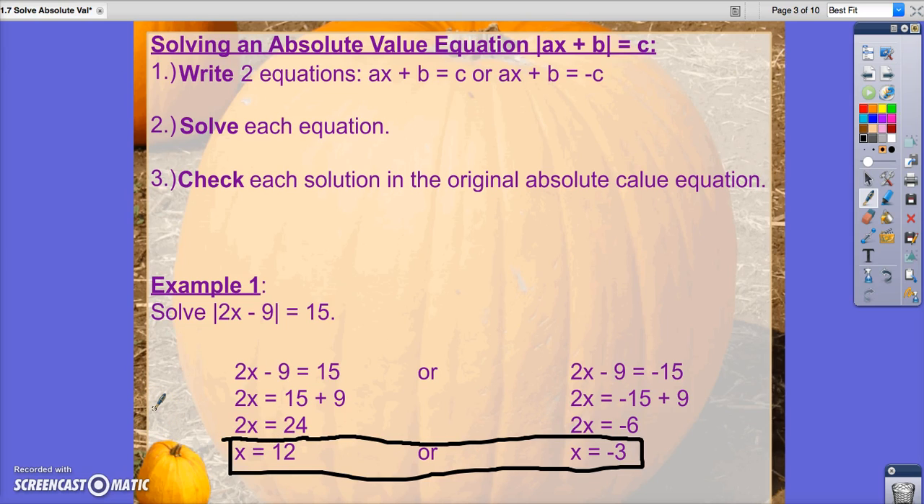Now what I'd like you to do is to pause the video, take a minute, plug 12 back in to the original. What do I mean by original? I don't mean here, this original equation here. Plug 12 back in, see what you get, make sure it equals 15. And then take negative 3, plug negative 3 in, make sure you get 15. You have to check each solution because sometimes both answers won't work out, and we'll get to that shortly. All right, so pause for a minute, check your work, verify that 12 and negative 3 are both correct.